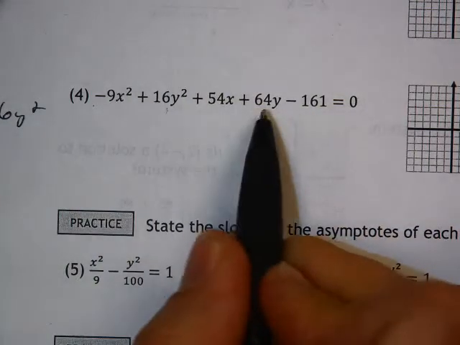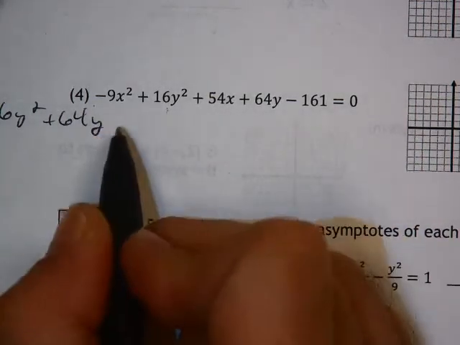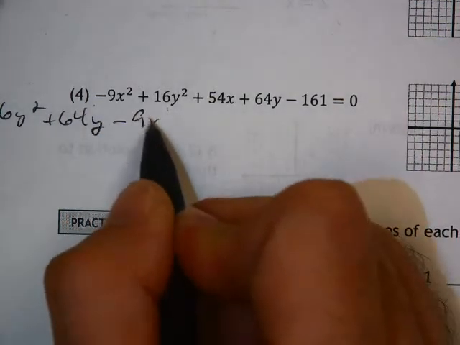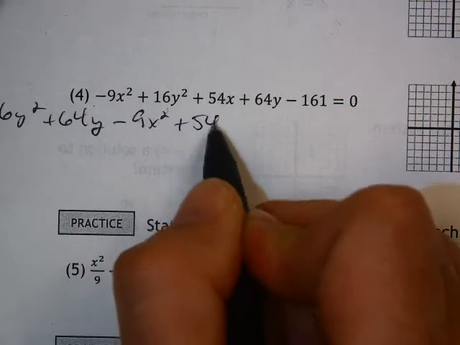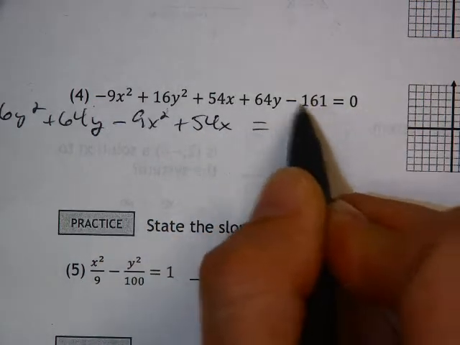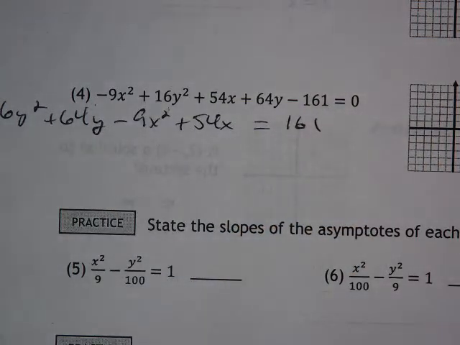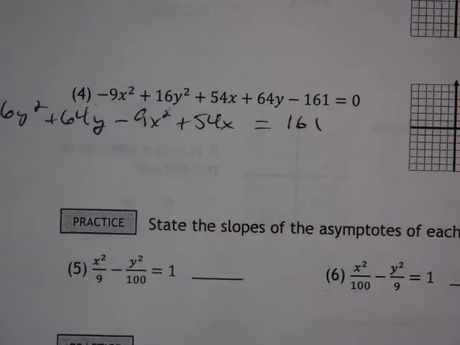16y squared plus 64y. Now we're going to go with the x's. Minus 9x squared plus 54x. We're going to take that minus 161, move it over to the other side, adding it to both sides becomes positive 161. Now the craziness starts.